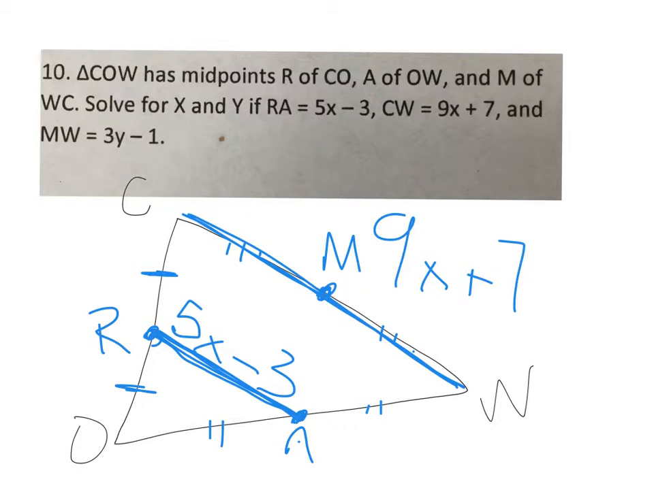So now, we have one more. Let me change colors because it's a different letter. MW is 3y minus 1. So this much is 3y minus 1 from here to here. So let's deal with one thing at a time. Let's solve this equation for x.